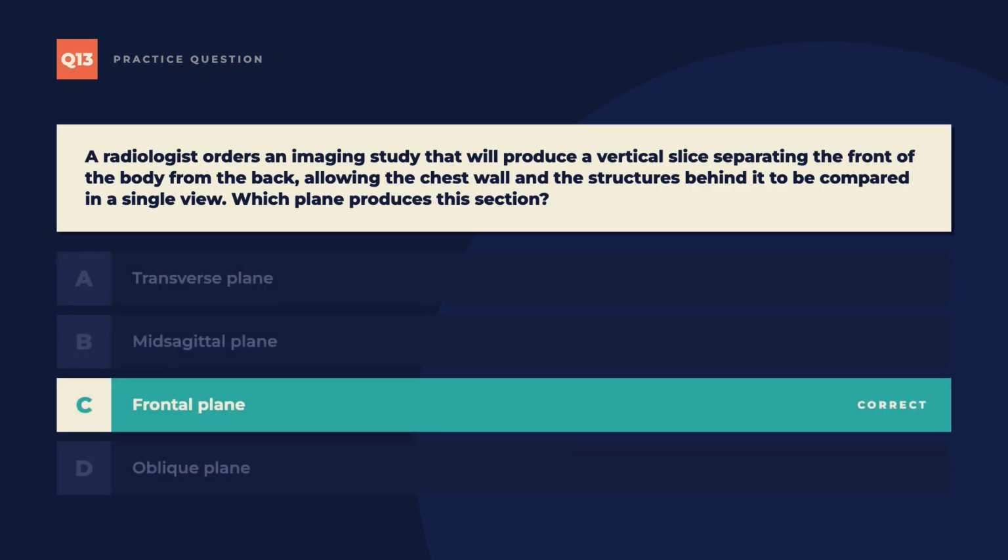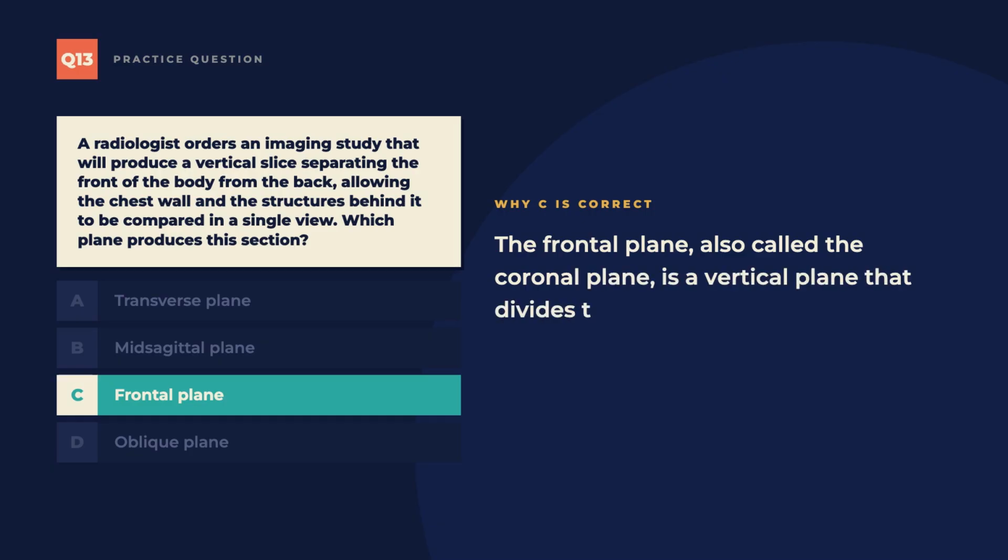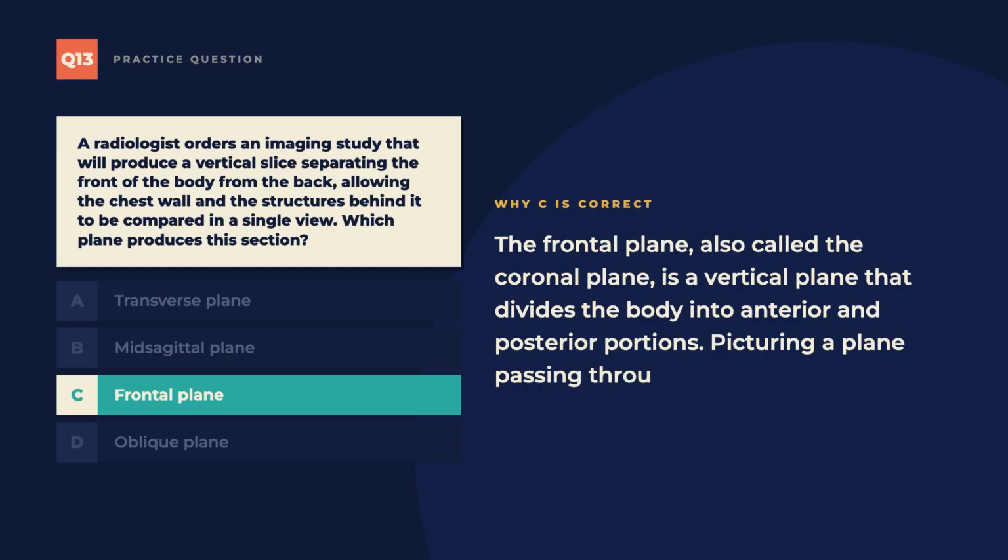The correct answer is C. Frontal plane. C is correct because the frontal plane, also called the coronal plane, is a vertical plane that divides the body into anterior and posterior portions. Picturing a plane passing through both ears from side to side makes the orientation clear.